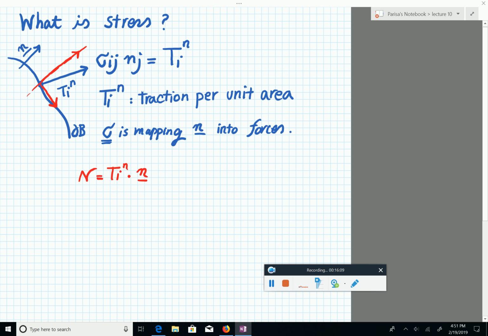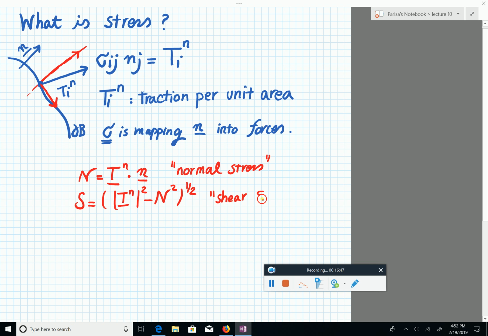Well, I should not write it like this, half and half. Tn dot n, sometimes people call this normal stress, but this is really a component of the traction force. And the other component, the magnitude of Tn, if you take n out of it, then you have shear stress. This is what people call shear stress.